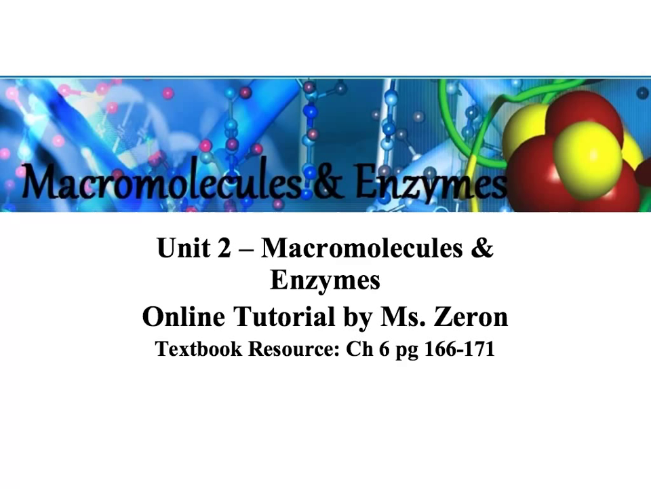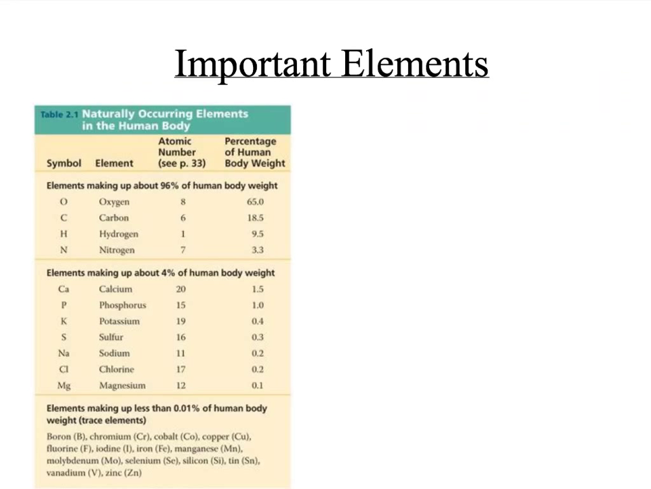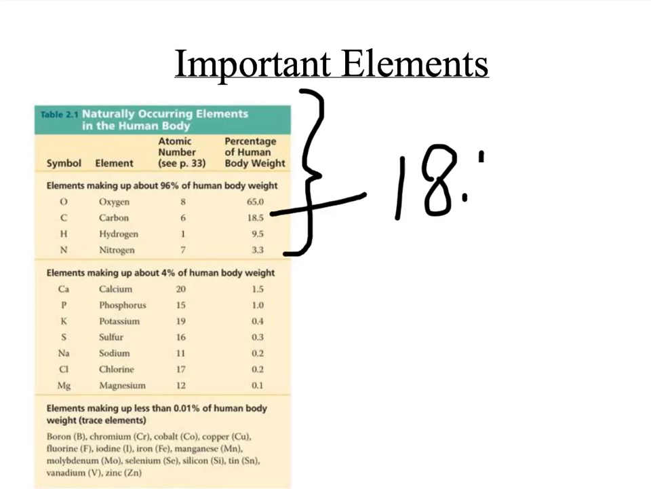Welcome to Unit 2, Macromolecules and Enzymes Review. You should be able to recall some of the elements found on this table. We're going to put a lot of emphasis on carbon. Carbon makes up 18.5% of your human body. The rest of the elements on here make it into your body through your diet.